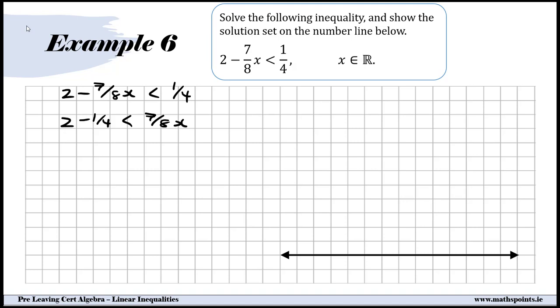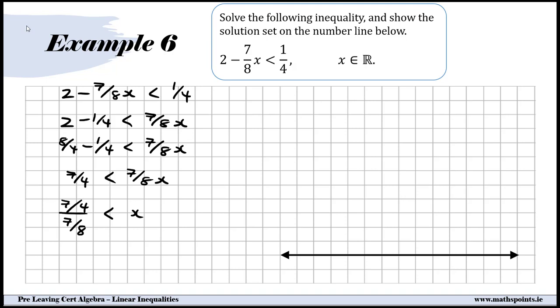2 minus a quarter, I could probably do that in my head, but what I'm going to do is just turn both of them into numbers over 4. So 2 is the number 8 over 4, minus a quarter, which is already over 4, and that's going to be less than 7/8 x. 8 over 4 minus 1 over 4 is 7 over 4, and that's less than 7/8 x. So I'm going to divide both sides by 7/8, so I get on the left hand side 7 over 4 divided by 7 over 8, and that's less than x.